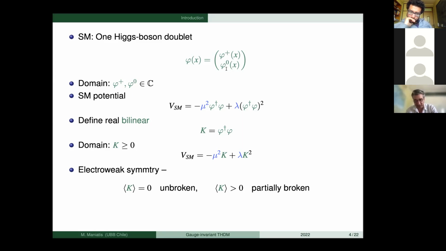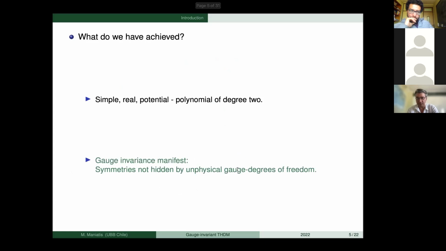What I want to say is we don't need to hide the SU(2) cross U(1) symmetry, the electroweak symmetry. This is the second statement: the symmetries are not hidden by unphysical gauge degrees of freedom. Compare that to going to a VEV where the neutral component gets a vacuum expectation value, and we expand around this VEV. If you plug this into the potential, it easily gets to be a mess. We get many terms, we don't see the gauge symmetry manifestly, and, as I want to show you, we are hiding lots of information.